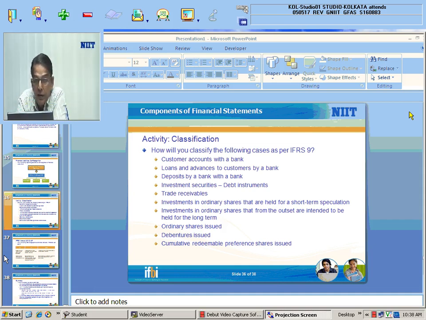Investment in ordinary shares that from the outset are intended to be held for the long term will normally be considered a financial asset measured at fair value through other comprehensive income, not amortization. Investment in ordinary shares that from the outset are intended to be held for the long term will be a financial asset measured at fair value through other comprehensive income.